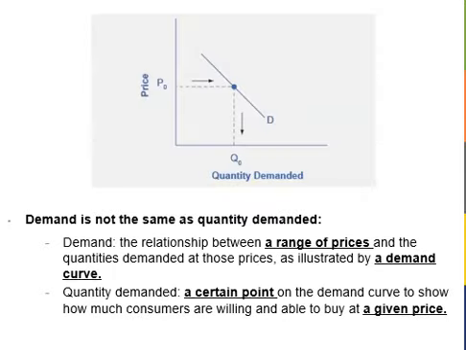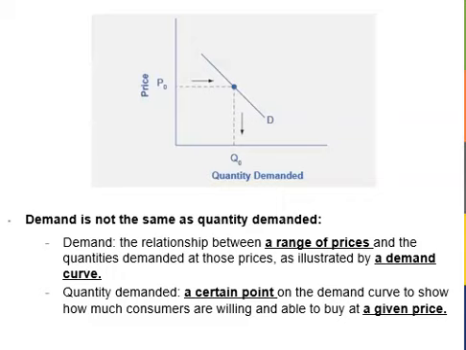In economics, demand is not the same as quantity demanded. When economists talk about demand, they mean the relationship between a range of prices and the quantities demanded at those prices, as illustrated by a demand curve or a demand schedule. The demand curve can be used to identify how much consumers could buy at any given price.